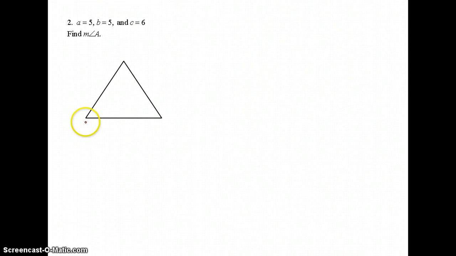Label your triangle. So A is 5, and B is 5, and C is 6. So this time we're given side, side, side, and the question is asking me to find angle A.